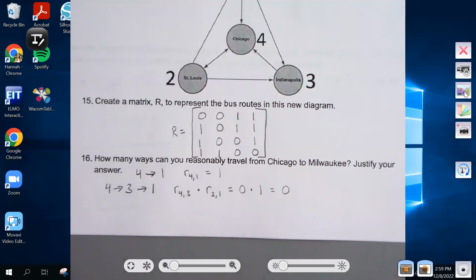So the end is 1. No, well, I'm not done yet. Can I finish or? I just said that.